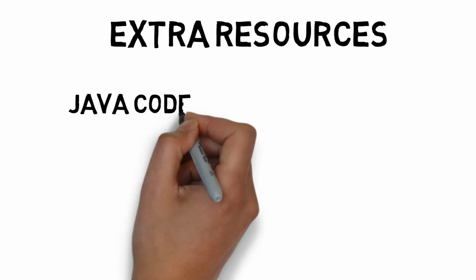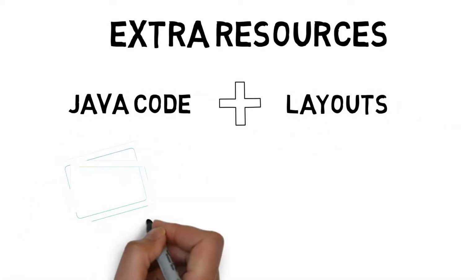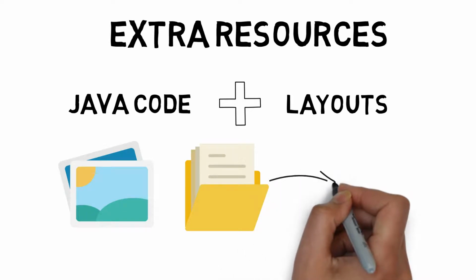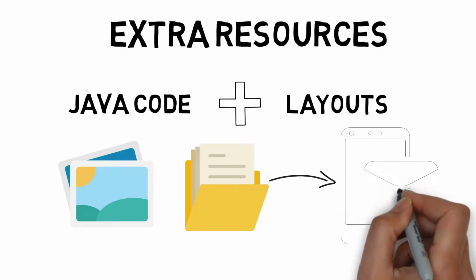Extra resources. In addition to Java code and layouts, Android apps often need extra resources such as image files and application data. You can add any extra files you need to the app. Android apps are really just a bunch of files in particular directories. When you build your app, all of these files get bundled together, giving you an app you can run on your device.